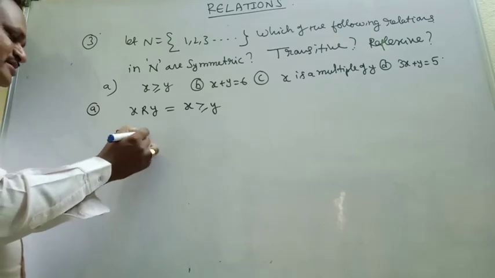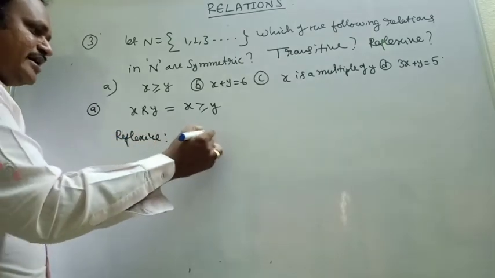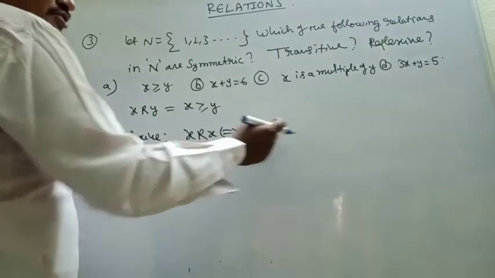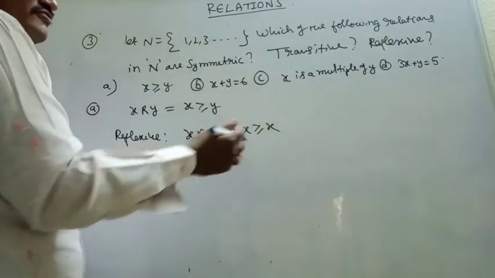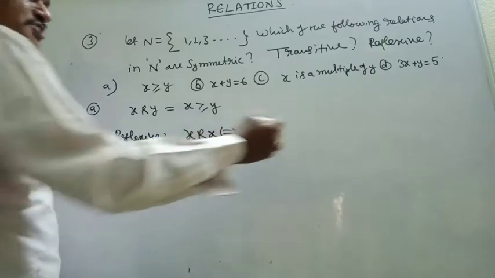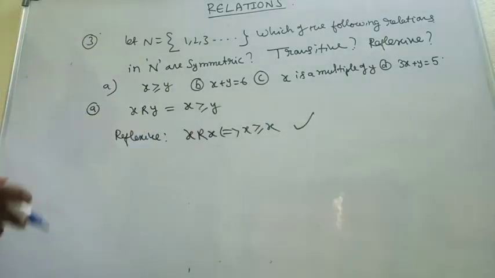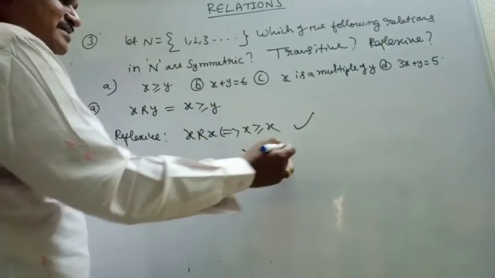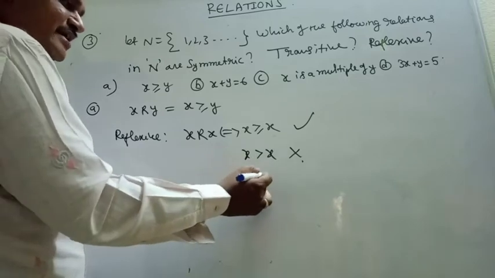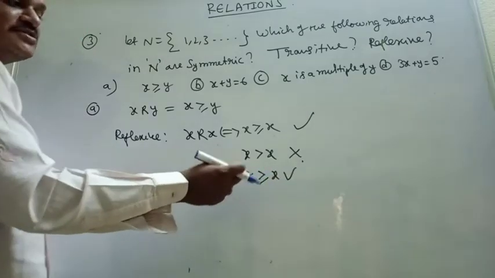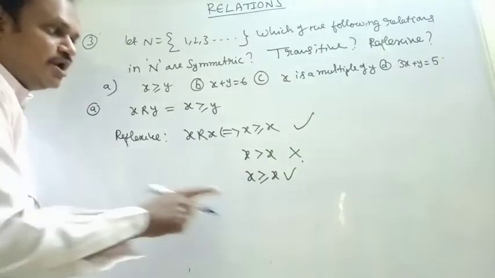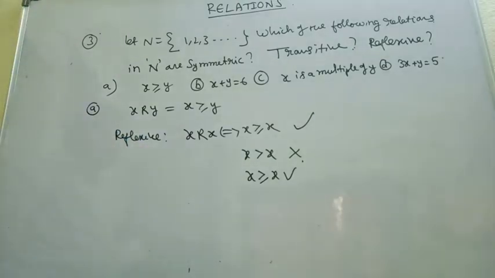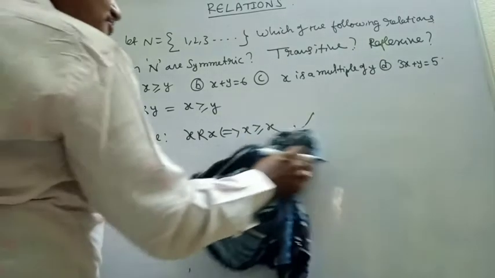Reflexive means what? x should be related to x. Can you say that x is greater than or equal to x? x equal to x is one part of this. Is it true or false? It is true. Every number is greater than or equal to itself. If you say only x greater than x, this is false. But when you say x is greater than or equal to x, it is true, because the equal option is there. Therefore, it satisfies the reflexive property.